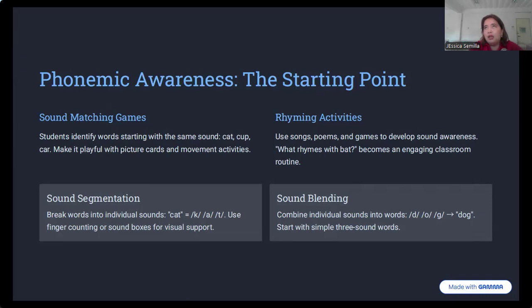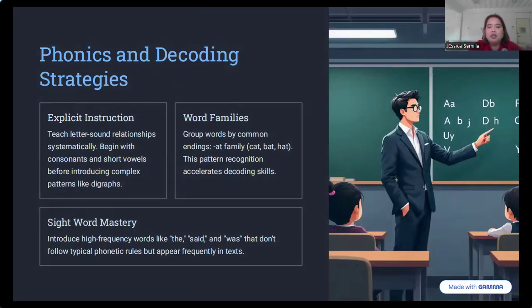So that they will be engaged in a classroom routine. The teachers here are also fun in terms of sound segmentation and sound blending, so that they will be exposed to words, and even if a word is unfamiliar to them, it's easy for them to understand what it means, because they can be aware of its sound per letter and can associate it with other words.